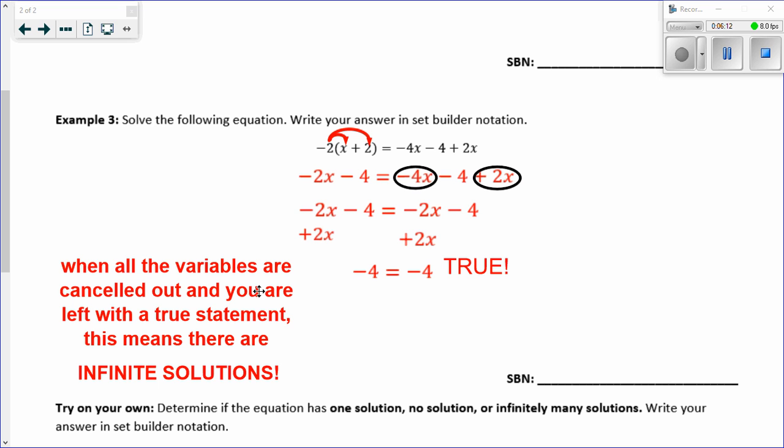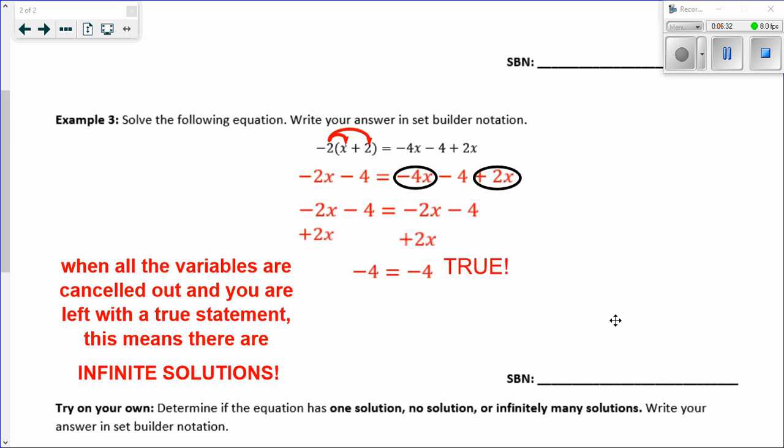So when all the variables are canceled out and you're left with a true statement, this means there are infinite solutions. It doesn't matter what you would plug in for x because it would always come out equal. Okay? So you could put any value in for x, and it would work. So that's why there's infinite solutions.